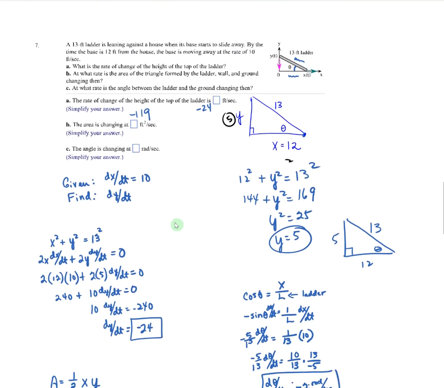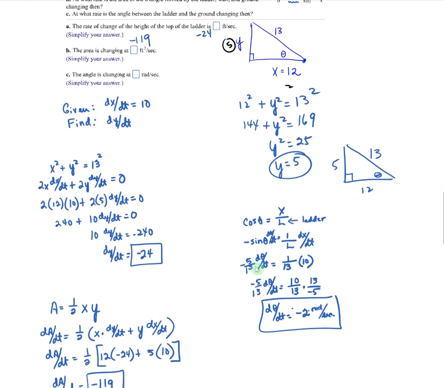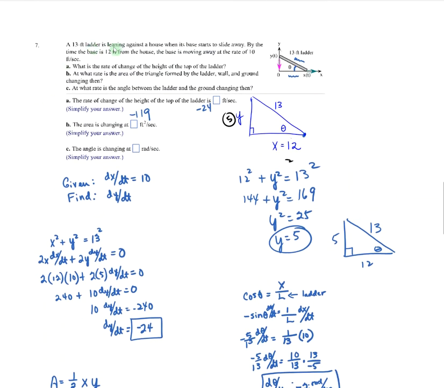This is a long question. It has 3 parts. It's an important question. A 13-foot ladder is leaning against a house. So here's your ladder. When its base starts to slide away, by the time the base is 12 feet from the house, the base is moving away at a rate of 10 feet per second. So they want to know the rate of change of the height. How fast is this changing at the top of the ladder? At what rate is the area of this triangle changing? And at what rate is the angle between the ladder and the ground changing?